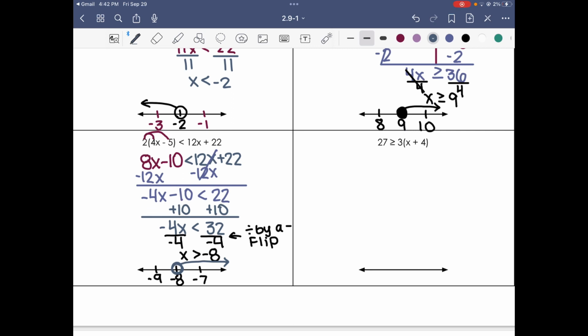All right, in our last example, I see parentheses. So again, I'm going to take that number in front and I'm going to multiply it through. That's a really easy first step if you have a number in front of the parentheses because it stands out to most of us. So 3 times x is 3x, and 3 times 4 is 12. And then I keep the 27 and the same symbol in between. Greater than or equal to.